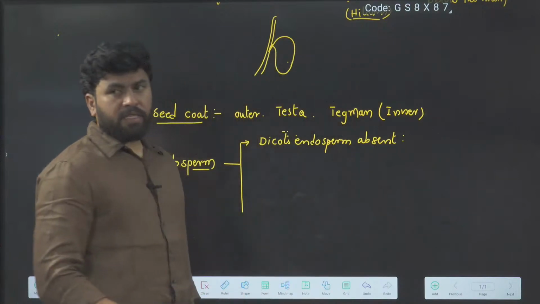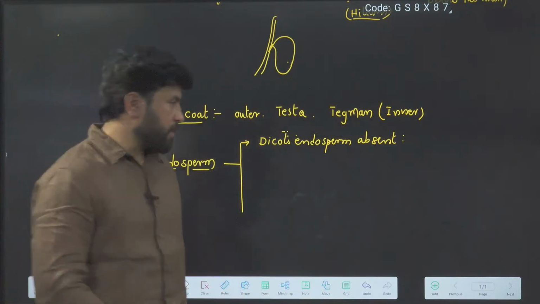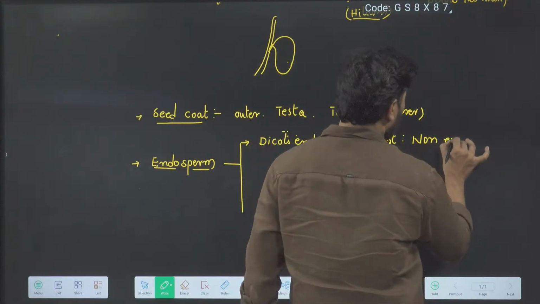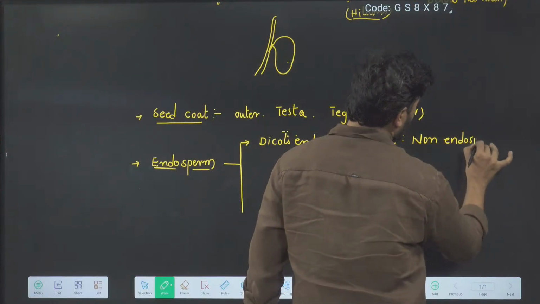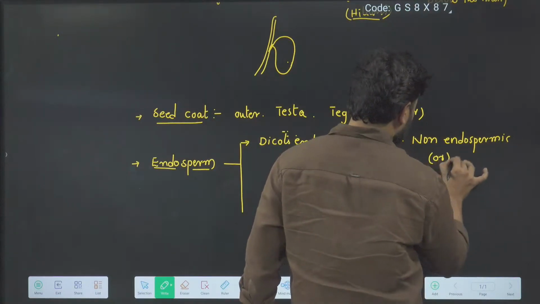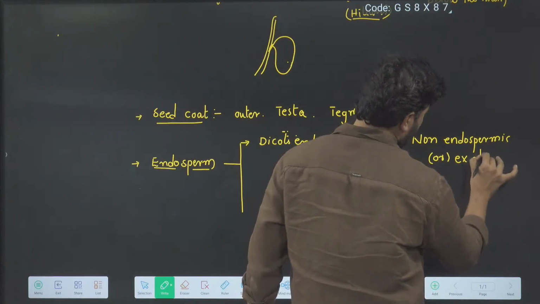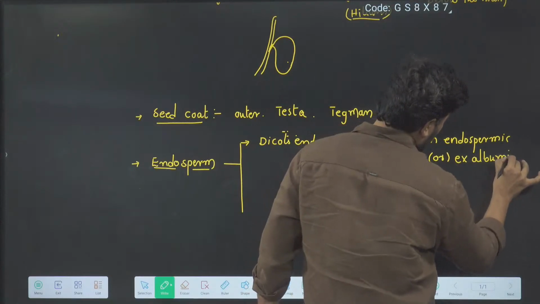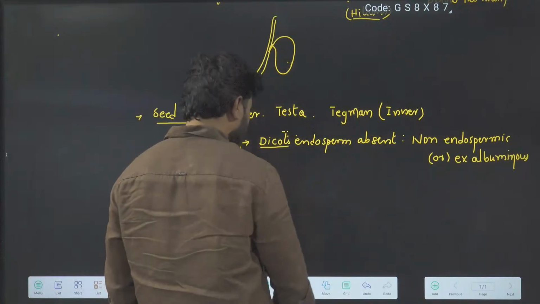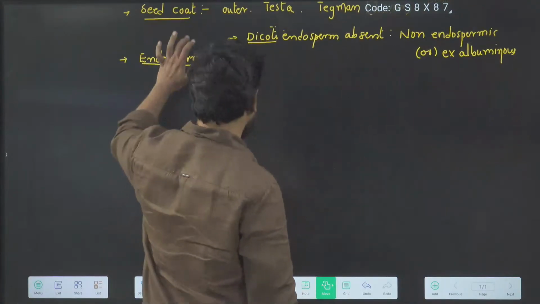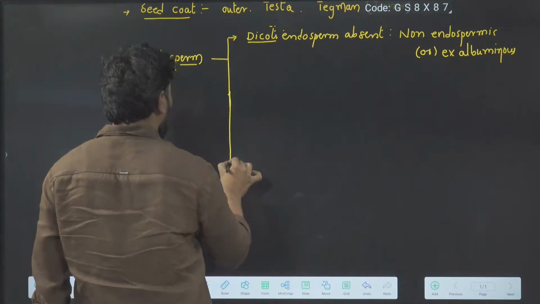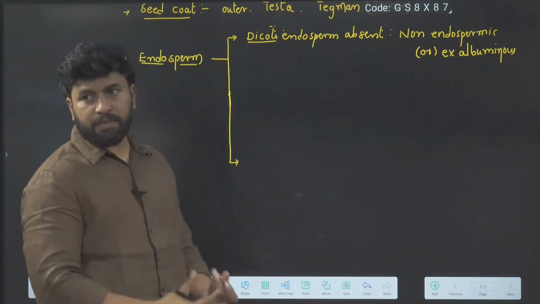Such kinds of seeds which do not have endosperm are called non-endospermic or exalbuminous seeds. Exalbuminous seeds. This is a typical case of dicots. But wherever there is a statement in our morphology, there could be some kind of exceptions.